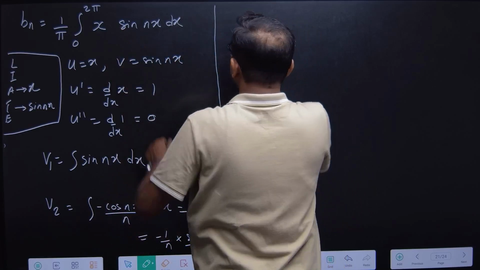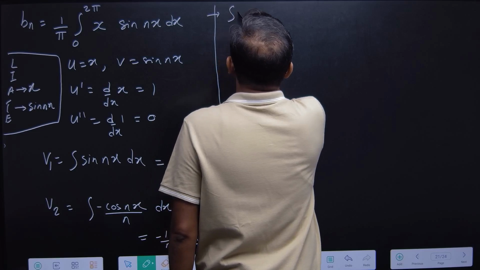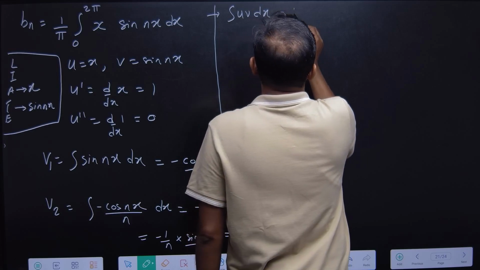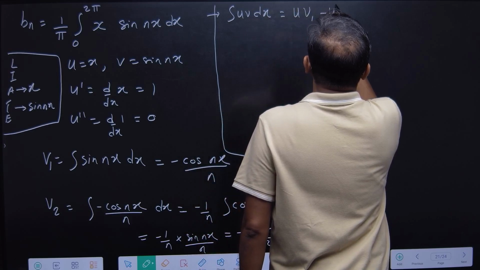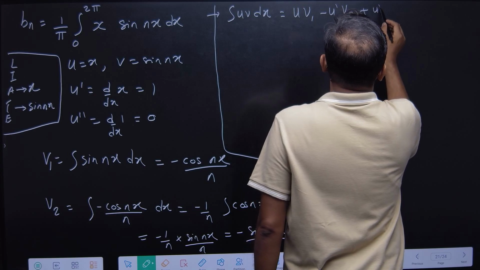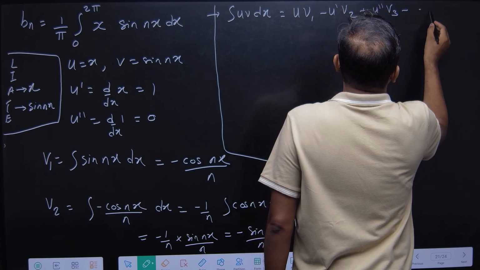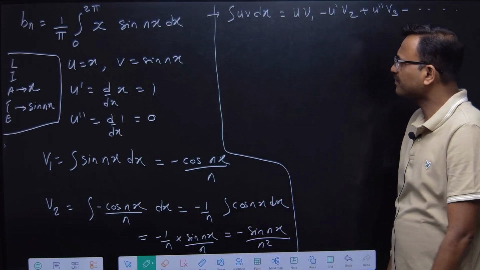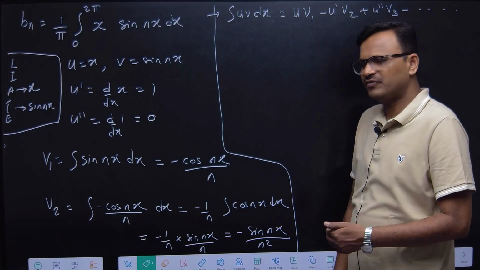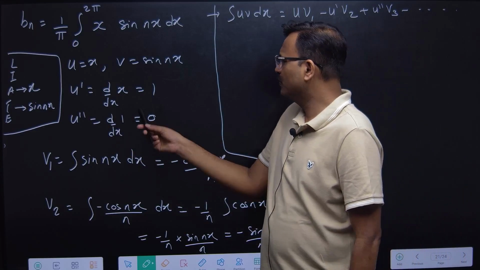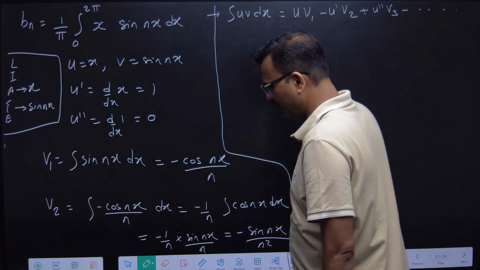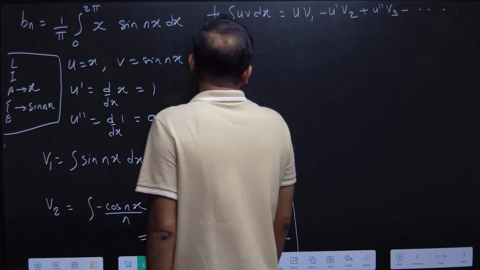Now for this term bn, we are going to apply the shortcut formula of integration by parts for integration uv dx, which is u into v1 minus u dash into v2 plus u double dash into v3 minus, and so on. Remember, this formula can be used only when u is algebraic, such a term that if you go on differentiating, it will become 0 after a few derivatives. Otherwise, this will become a never-ending formula. So this should be applied only when u is algebraic.